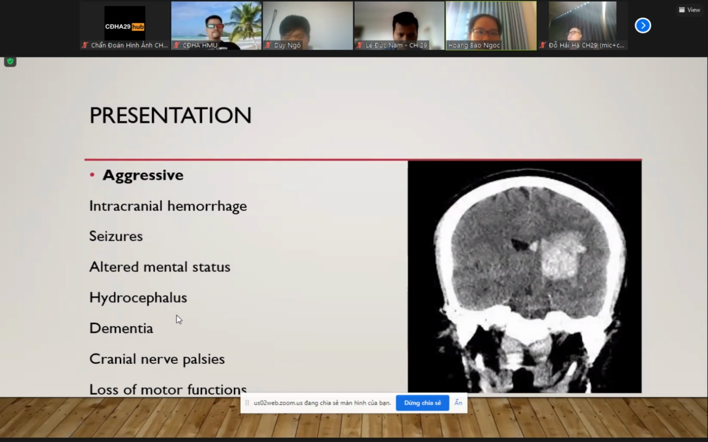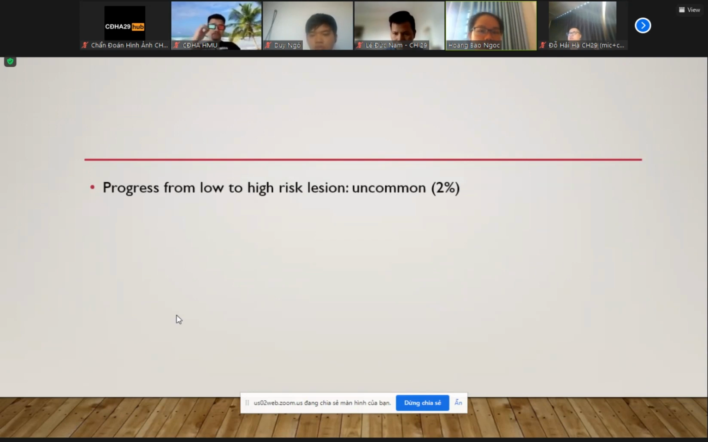And for aggressive lesions, patients can present with intracranial hemorrhage, seizures, status epilepticus, hydrocephalus, dementia syndrome, cranial nerve palsy, and loss of motor function. Sometimes we have to be concerned about progression from low to high risk lesion, but it is really unusual for patients with a benign profile to turn to aggressive symptomatic lesions.